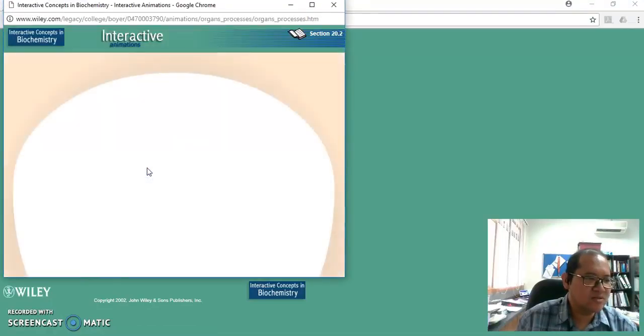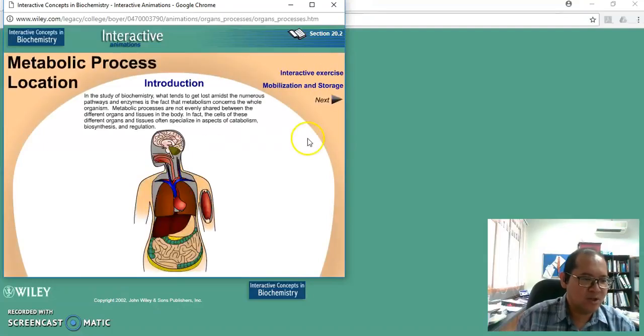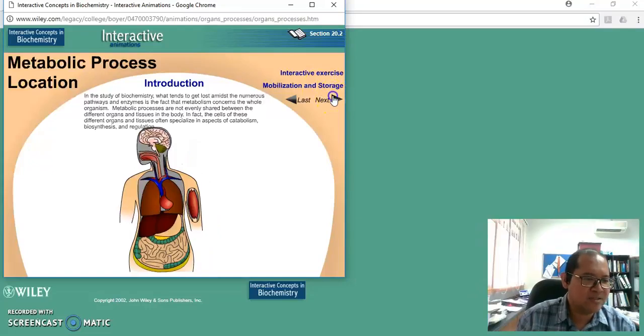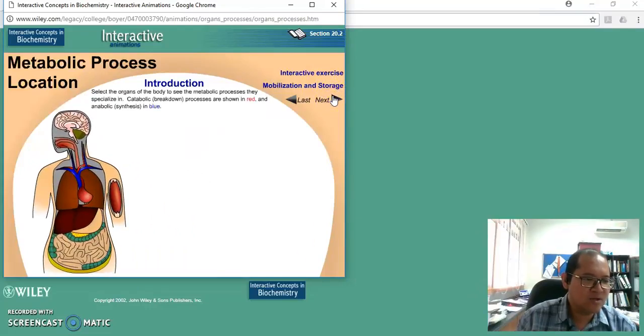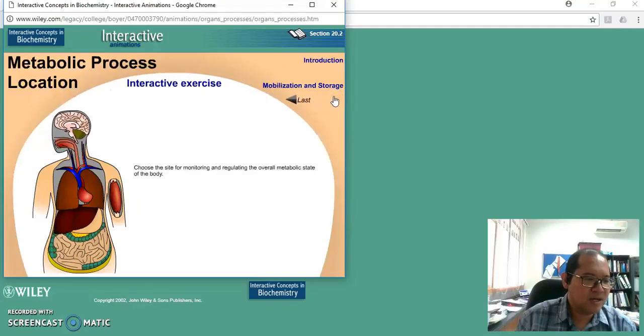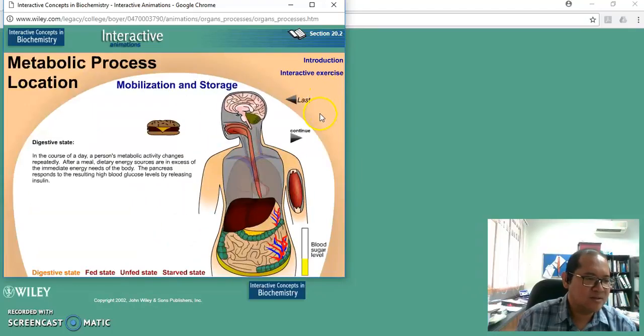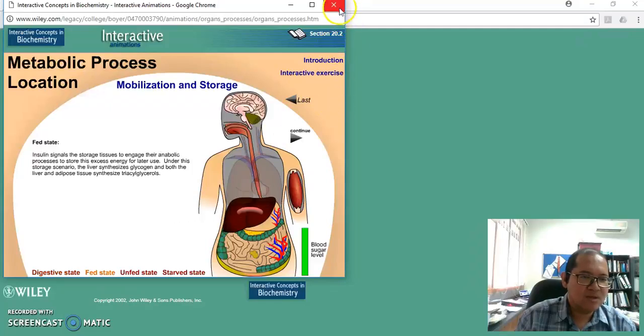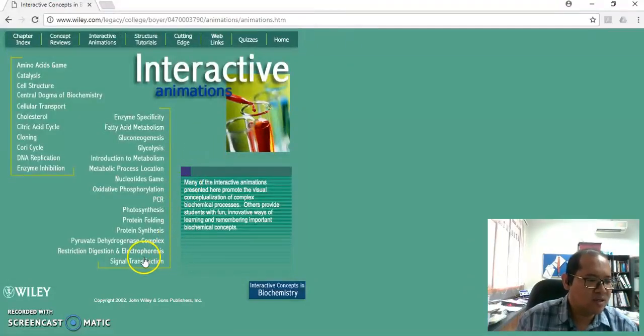Let's have a look at this one. Metabolic process location. So where does all the activity takes place? This is more to metabolic integration. This will be nice in your last lecture. We'll be looking into this part. So the digestive state, what happens? Digested, secretes, like pancreas. That's quite cool. Right? So let's see what else.